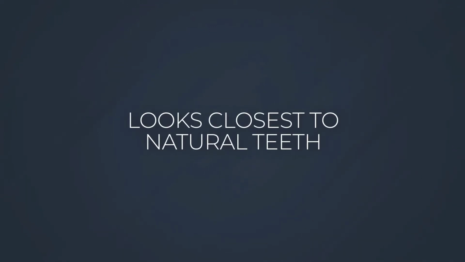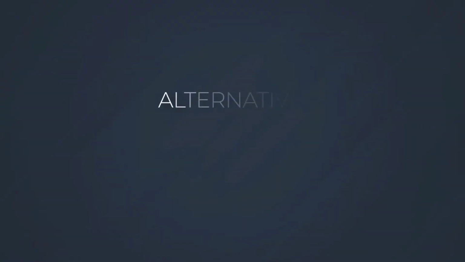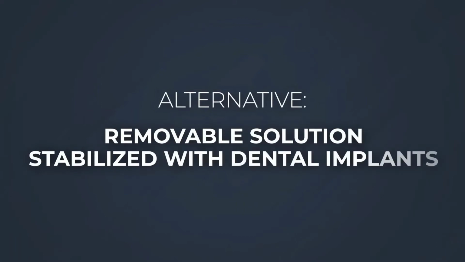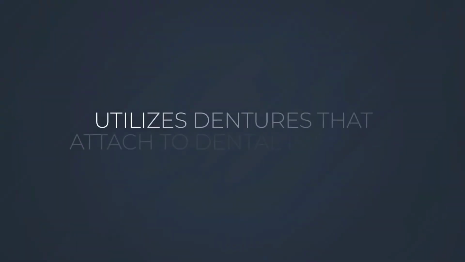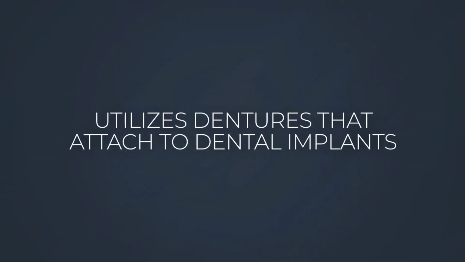The second best solution is what's called a removable solution, which is stabilized with dental implants. In this case, it's a very similar process, we plant numerous implants, but instead of having a fixed prosthesis or a fixed bridge, we are going to attach your regular denture, and we make sure there are prostheses attached to the implants so they click in place. And these are basically your 3 big routes of implant solutions.